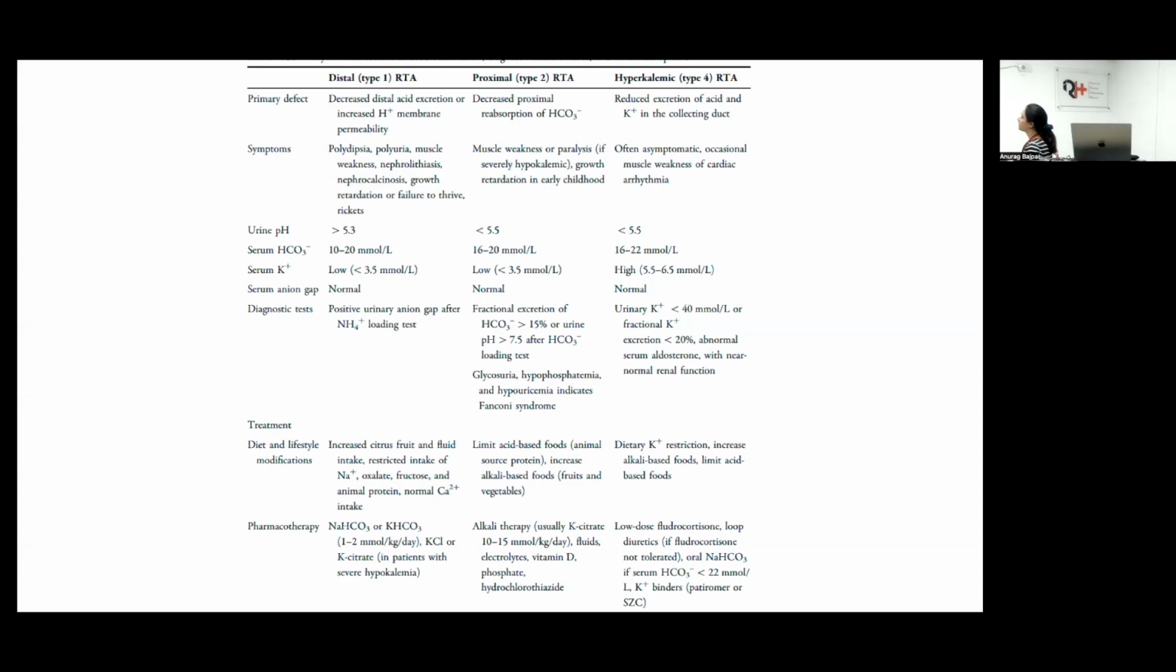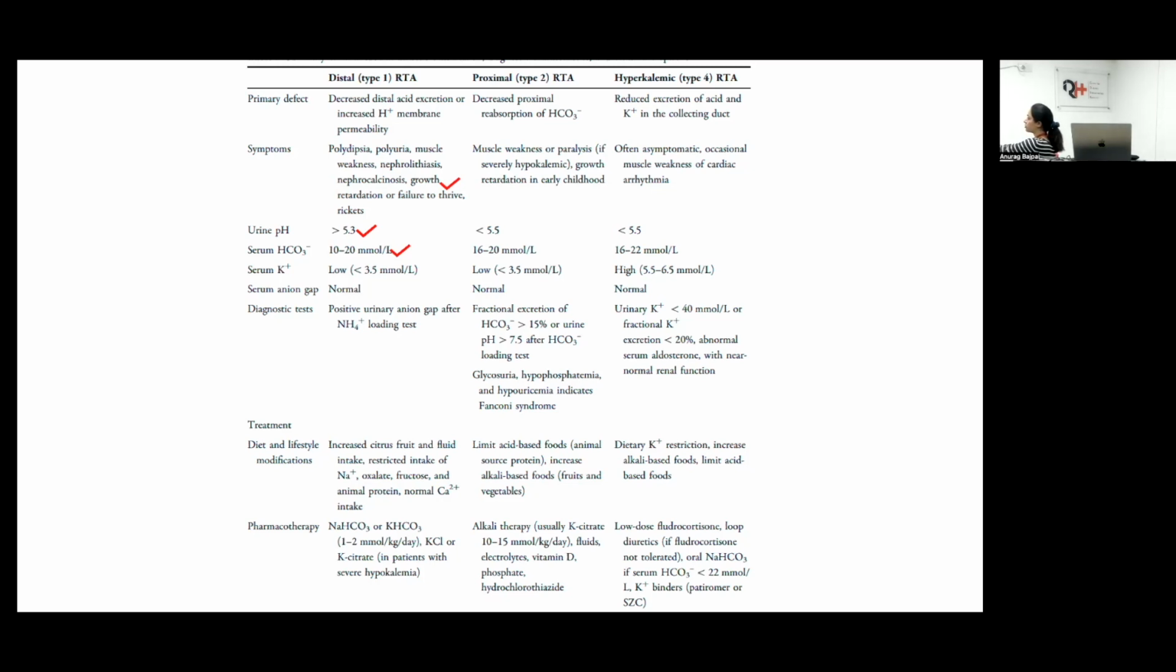The urine pH will be higher compared to the other two variants. And serum bicarb, as you had seen in the index case, was around 11, whereas in the proximal RTA case that we saw previously, the serum bicarb was around 16. So this brings us to the diagnosis of distal RTA in our index case.